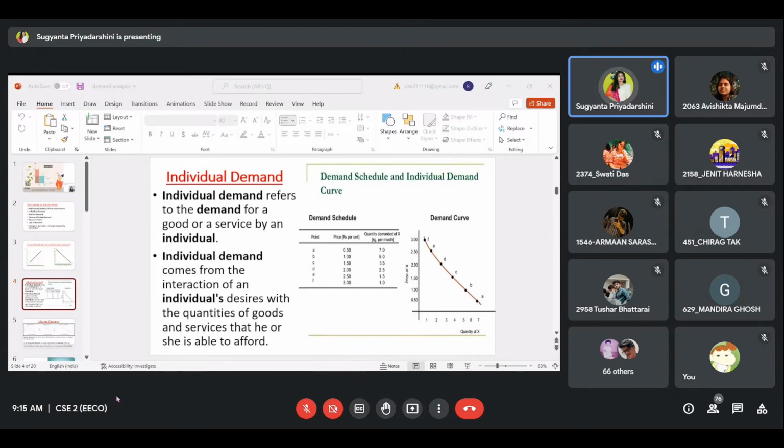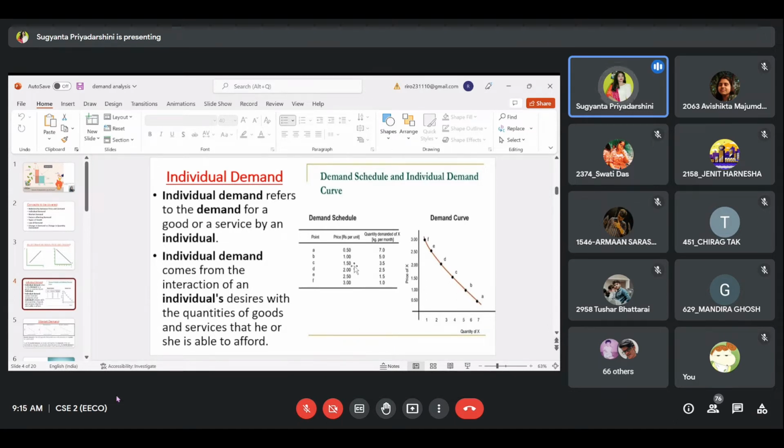Individual demand is basically the willingness and ability to buy a commodity by a single individual. Okay, so the demand of a single individual is known as individual demand. However, you can see that it is well represented in this graph and table. So as we are looking at it from the consumer perspective, we will see that there is an inverse relationship between price and quantity demanded.